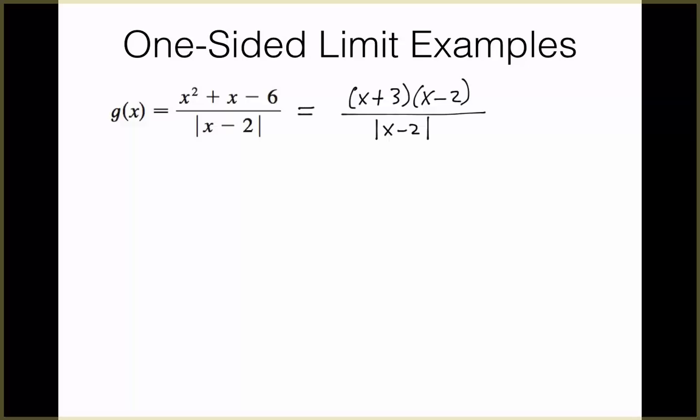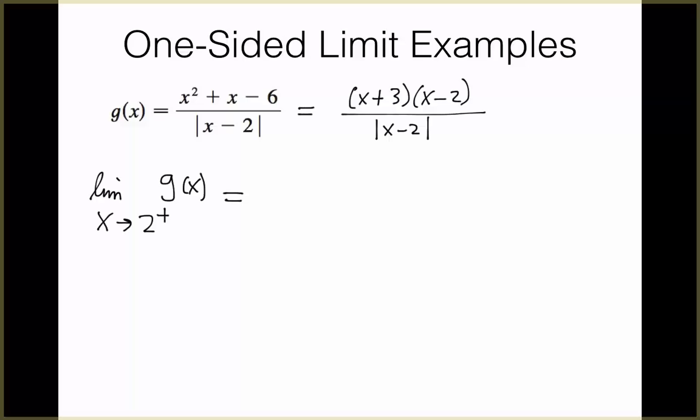So let's look at the behavior of this function as x approaches 2. We see that this function is not defined at x equals 2 because we would be dividing by 0. We can still evaluate left and right hand limits at 2. So consider the right hand limit of g of x as x approaches 2. In order to evaluate this limit using algebra, we need to know that we're only looking at values of x slightly to the right of 2.